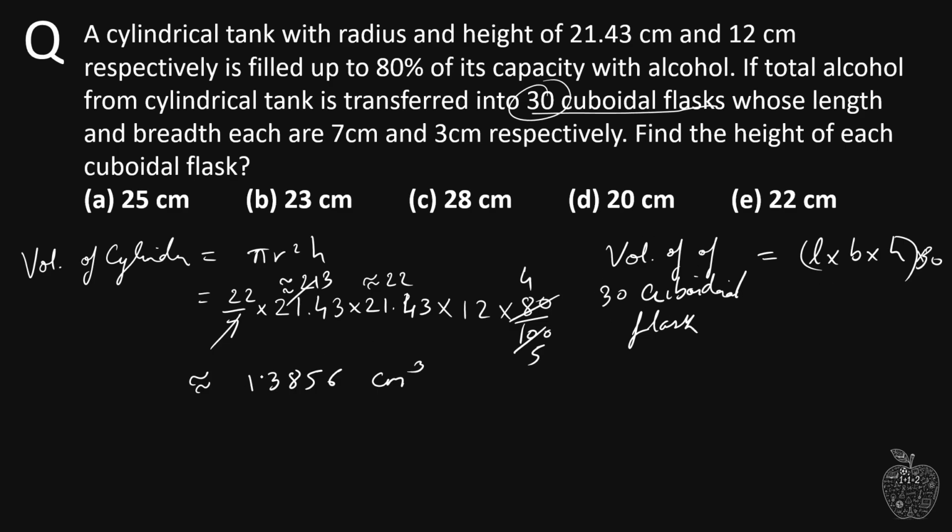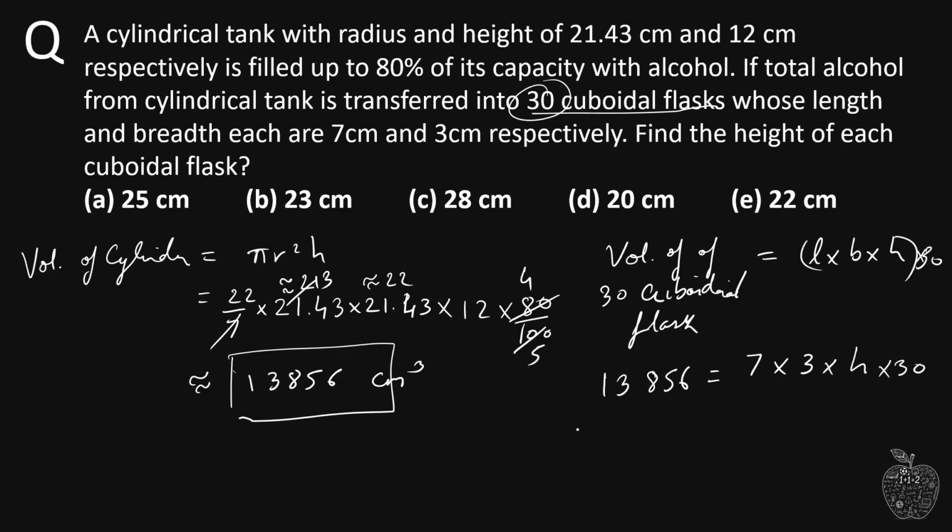Now we know that in total this much alcohol needs to be transferred into these. So instead of the volume of the cuboidal flasks, we'll write this value, because this much alcohol needs to be transferred here. So 13,856 will be equal to, now length and breadth are given to us: 7 centimeter and 3 centimeter respectively. So length is 7, breadth is 3, and height is what we have to find out, right? Find the height of each cuboidal flask. So height into this 30.